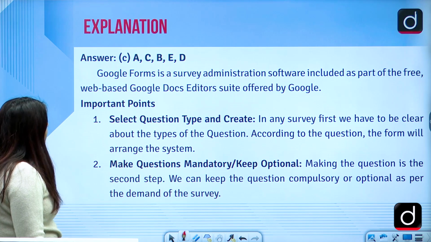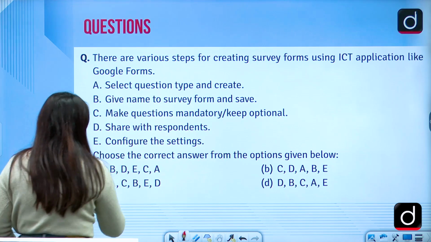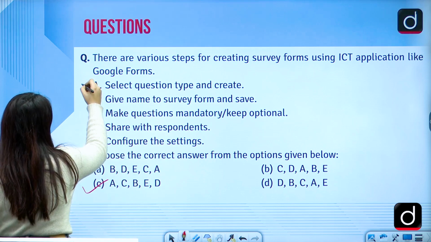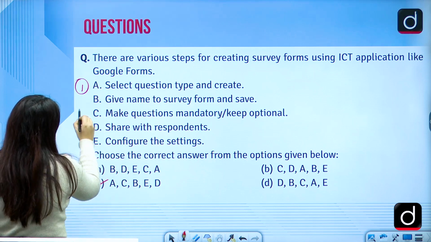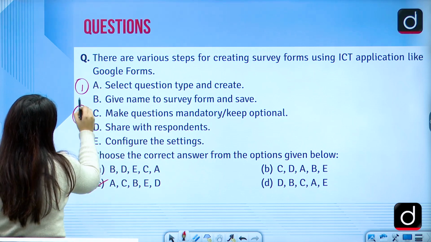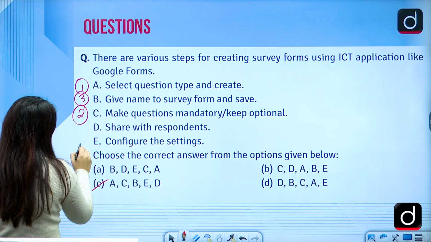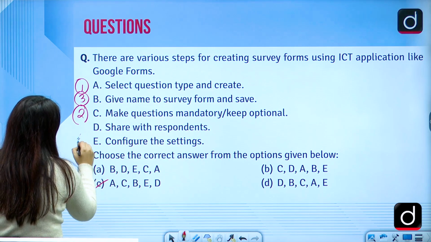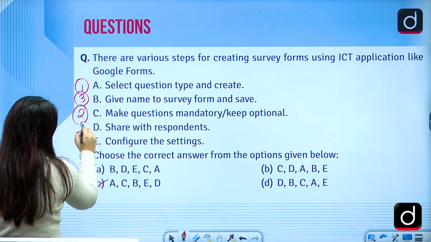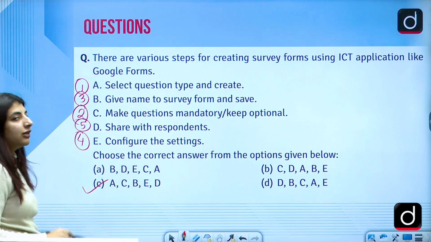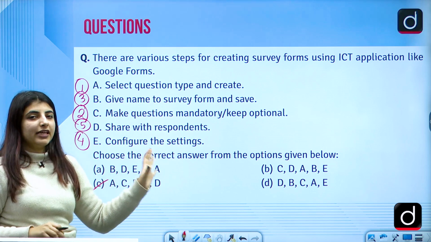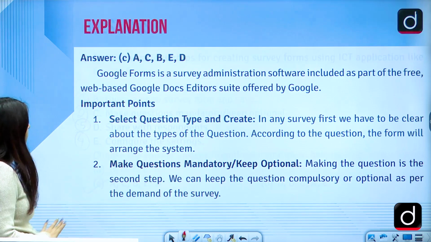The answer to this question is option C. That is, A, C, B, E, that is 4th, and D, that is 5th. Correct? So first of all, we will be looking at the explanation of this very question.